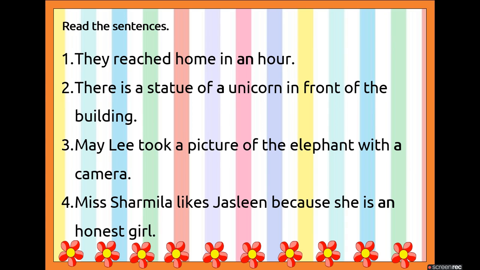Number 4. Miss Sharmila likes Jocelyn because she is an honest girl. The same thing, honest. The H is a silent H, so we do not pronounce the H. We say onest. Since we are saying onest, we have to have an in front of honest. So I hope you get it. Okay, we have a, we have an.